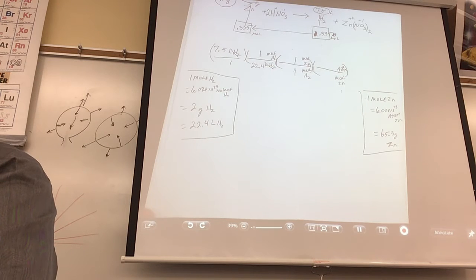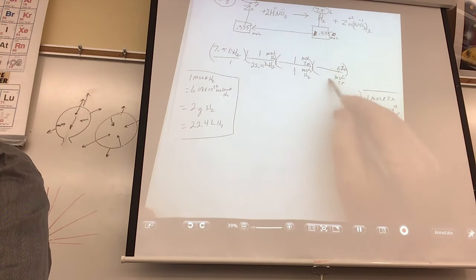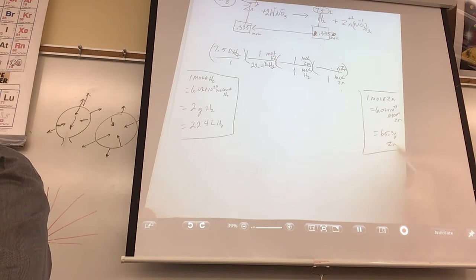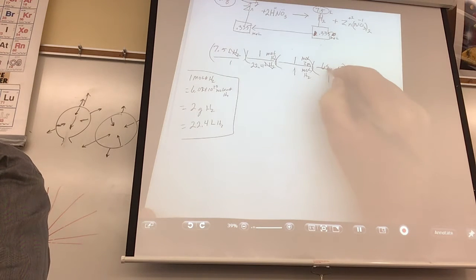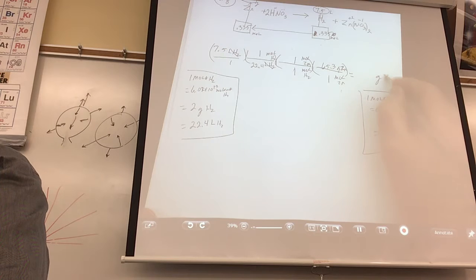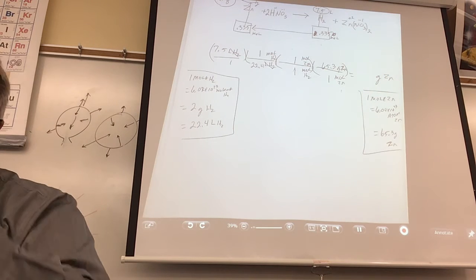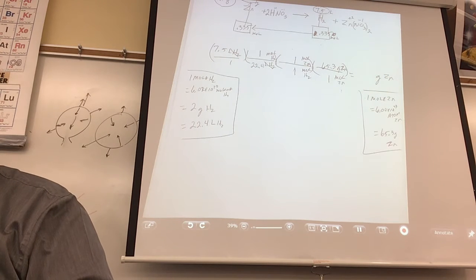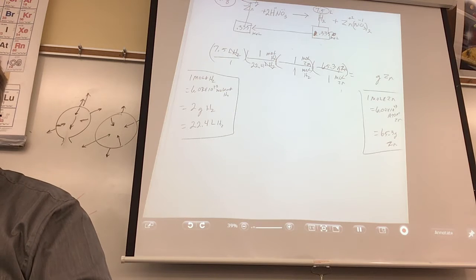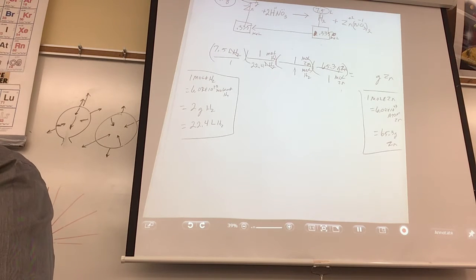Everybody with me? All right, now here we go. Tell me what goes here. 1 mole of zinc is the same as, there it is, 65.3 grams of zinc. And now I should be able to finish the problem. All right, everybody put that in there. And it should be 0.335 times 65.3. So if I had to guess, it's going to be between 20 and 30, 20 and 25.